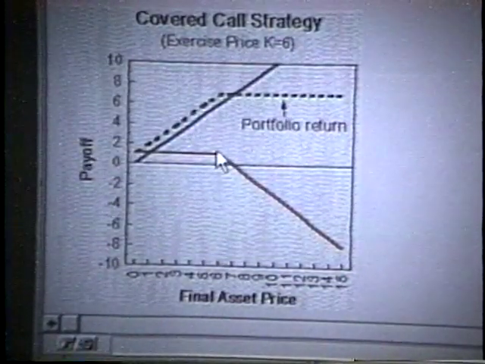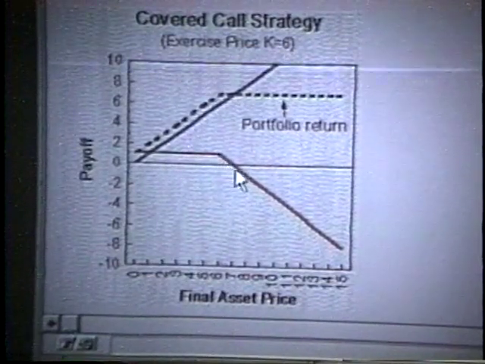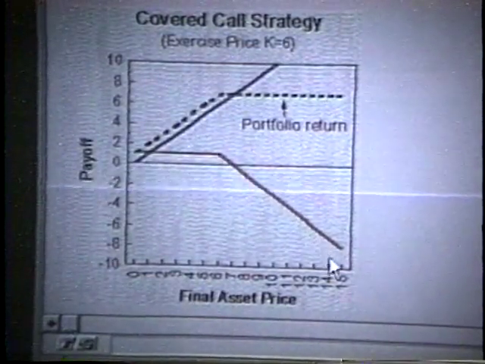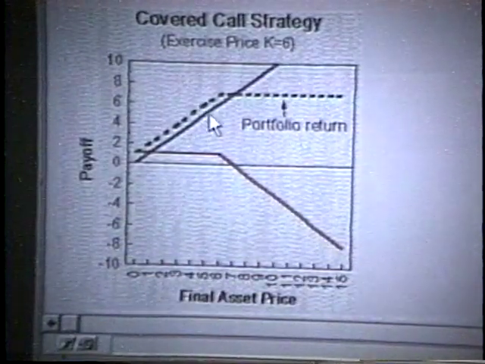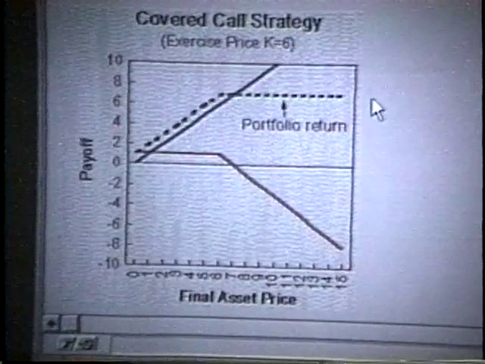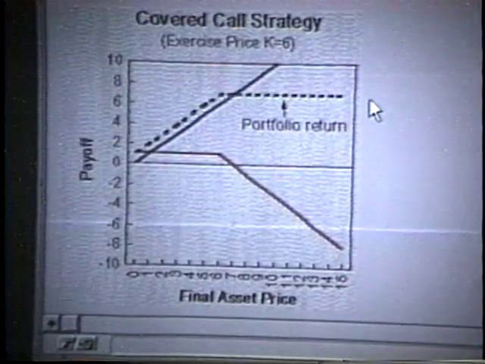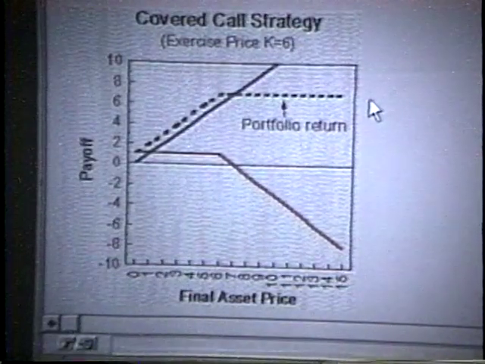And notice that the exercise price is 6, that if the stock price goes beyond that, you start losing with the call. However, you've got the stock, which is going up, so your portfolio return is kind of flat. So why would you do this? You got the stock, why would you write a call?